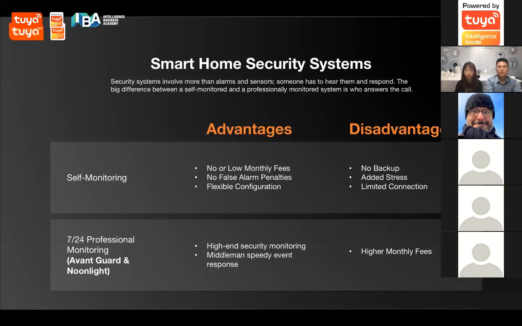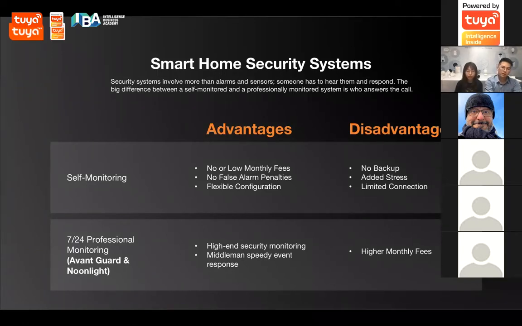In this way, the monthly fee will be lower. The other way is 7 days, 24 hours professional monitoring. It will be provided by the monitoring center, and there will be a middleman, the security staff, to do the monitoring for them. Currently, we have integrated with AvantGuard and Moonlight in North America. If you also want to provide this service to your users, you can let us know the popular monitoring center locally, and we will do an evaluation and may connect with them too.